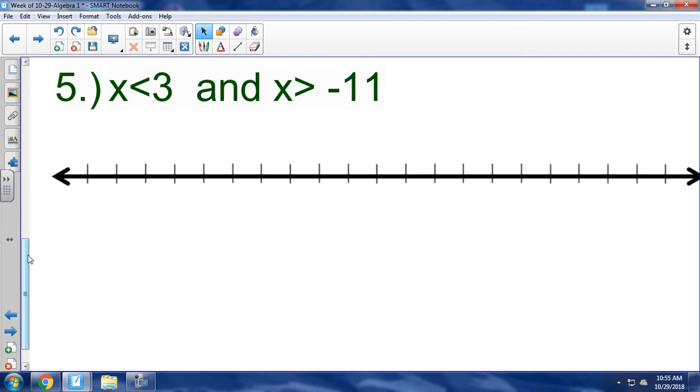So let's look at this first one here, and let's talk about the smallest number. Which one's smaller, -11? So we'll put that to the left.